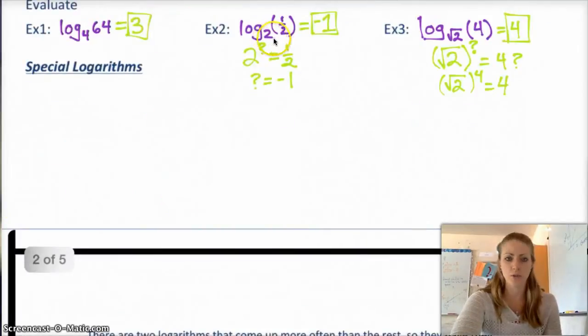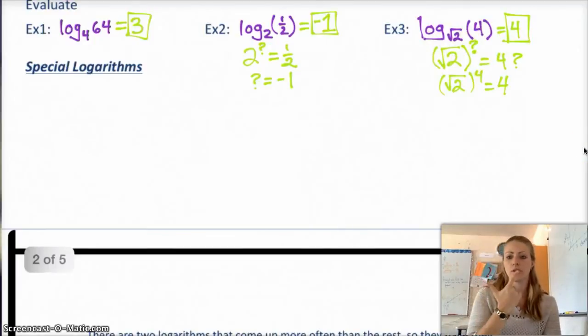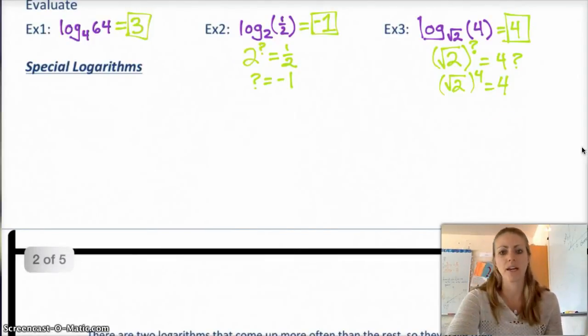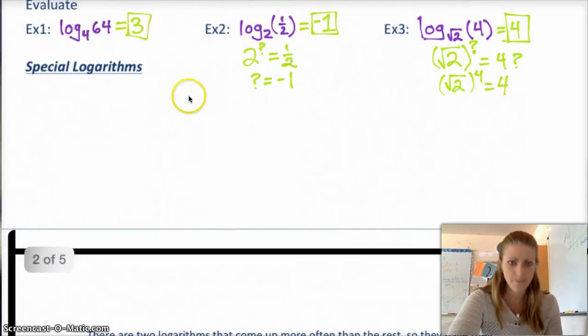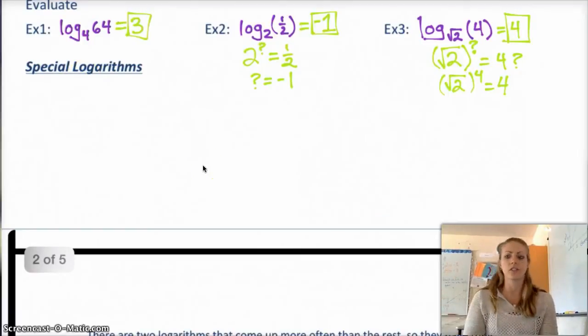So log base 2 of a half equals -1 because 2 to the -1 equals a half. Log base root 2 of 4 equals 4 because root 2 times root 2 is 2, and then times root 2 is 2 root 2, times another root 2 is 4. So root 2 to the 4th power equals 4. That's how you evaluate a log. You just figure out what exponent you need.